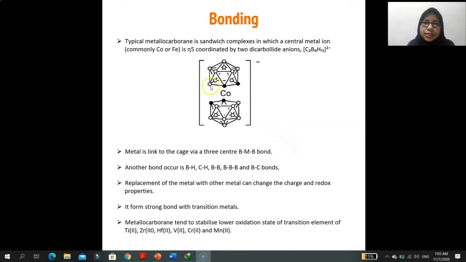So we can replace the cobalt with another metal, and by replacing it, we can change the charge and redox properties. The metallocarborane forms strong bonds with transition metals. Metallocarboranes tend to stabilize lower oxidation states of these transition elements.